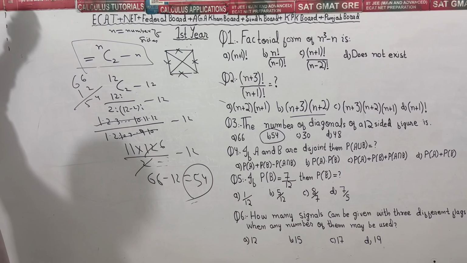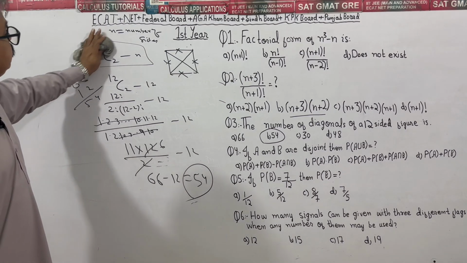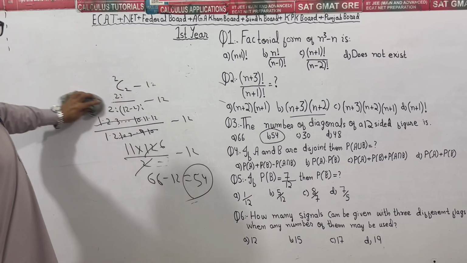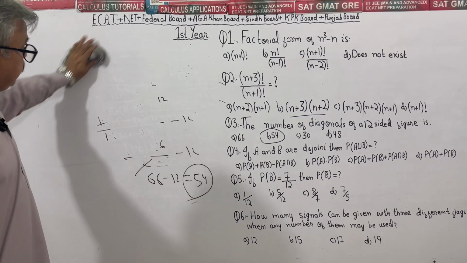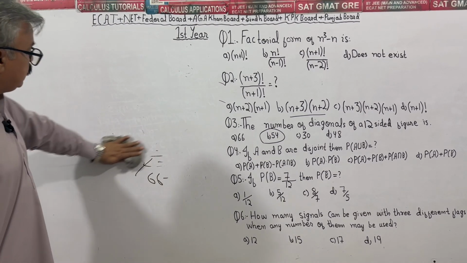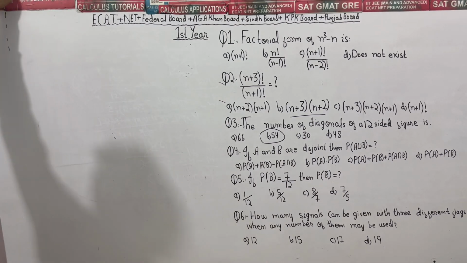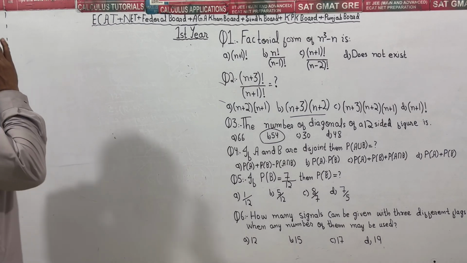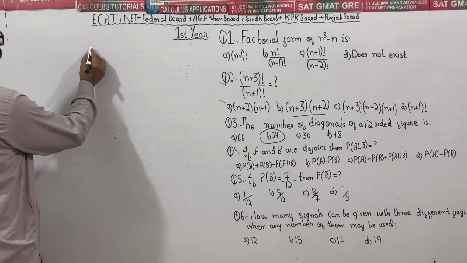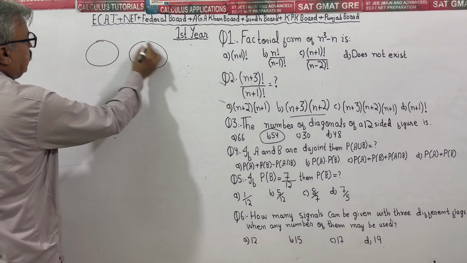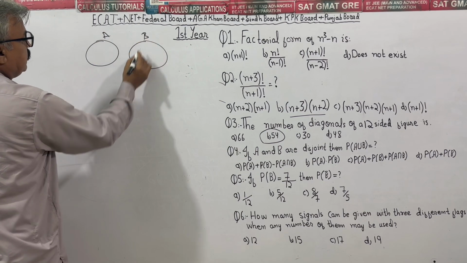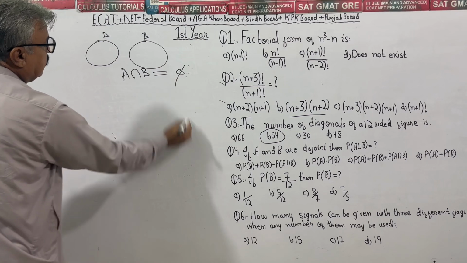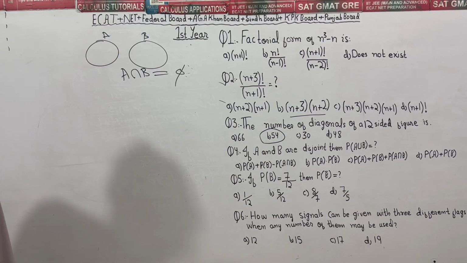Okay. Moving towards the next question. You should have a clear idea about mutually disjoint and overlapping sets, and how to find the cardinal number of two finite sets. The question is, if A and B are mutually disjoint. Mutually disjoint means their intersection is equal to the null set.